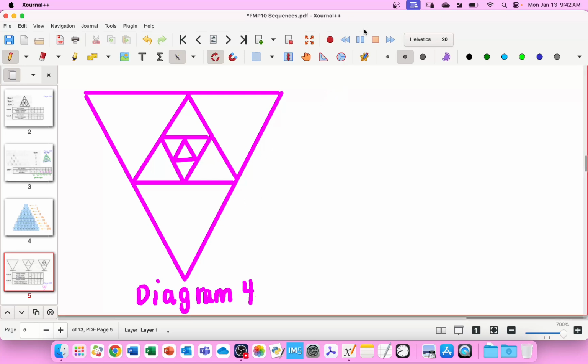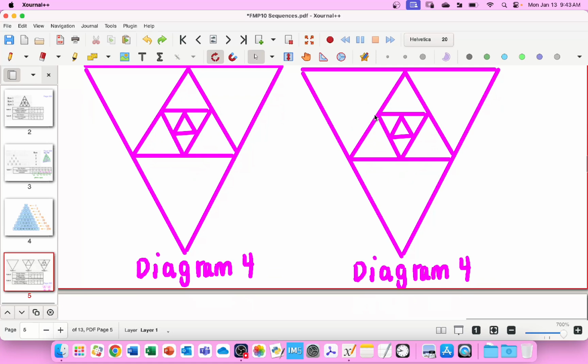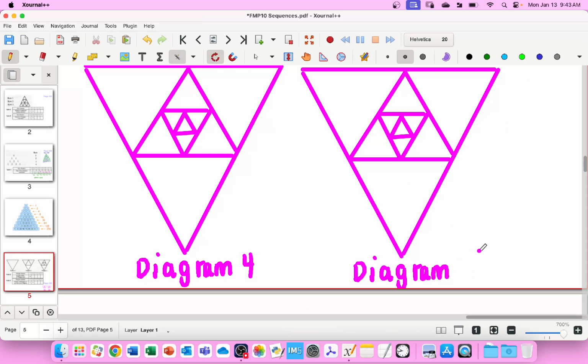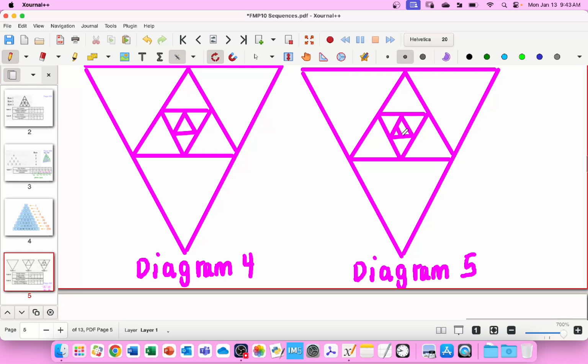And I bet I can just copy and paste this somehow. There we go. So diagram 5, we would just need to add in that tiny little triangle. And it would be hard to draw diagram 6, right? Unless we started really big, just because that's getting really tiny.